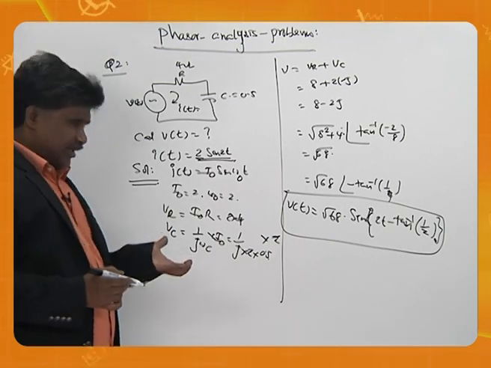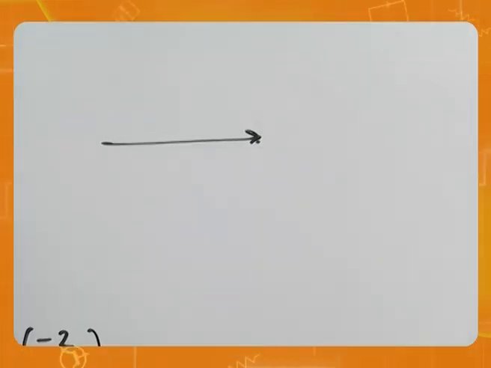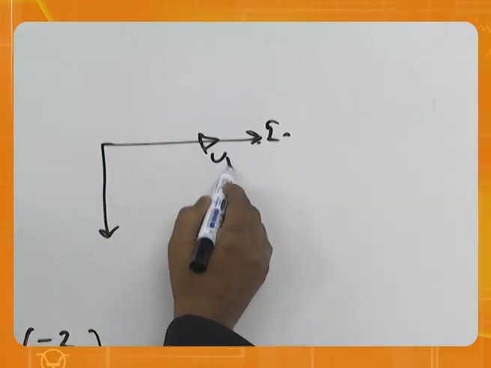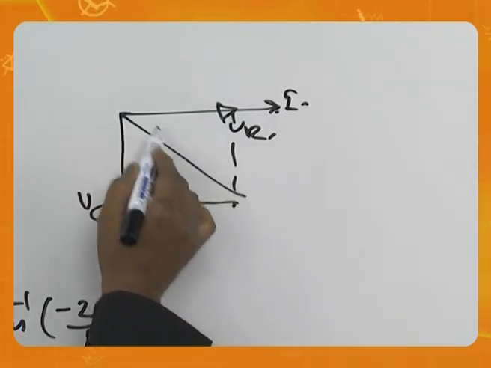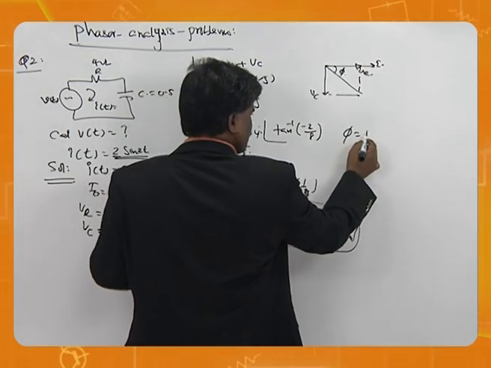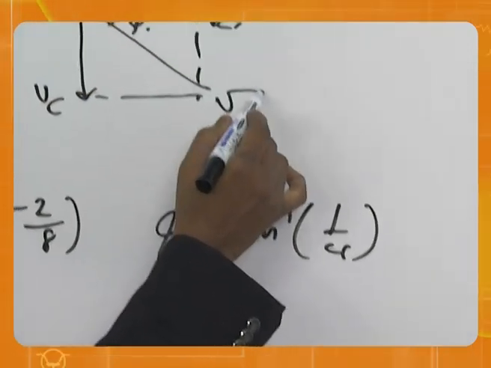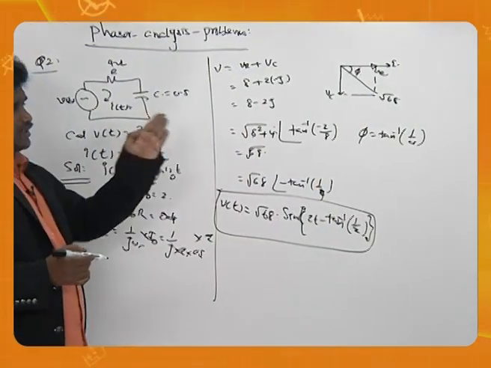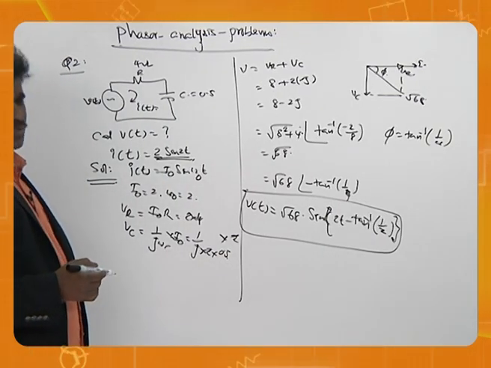Then you can once again draw the diagram. The diagram that you normally draw is this. I here, then some VR here, VC, and the overall angle is phi. So this is angle phi, tan inverse of 1 by 4. Magnitude is root 68. So this is the calculation and that is the phasor diagram. And that's how you can really do the job.